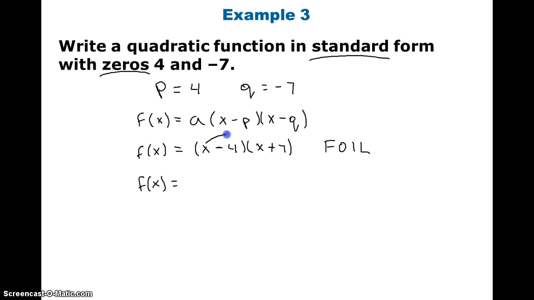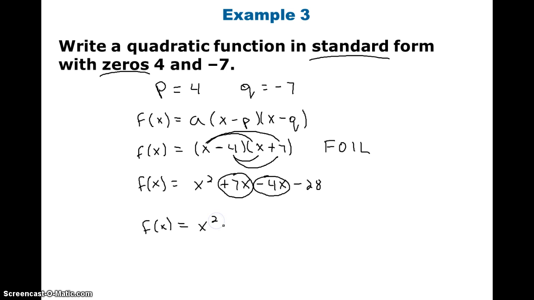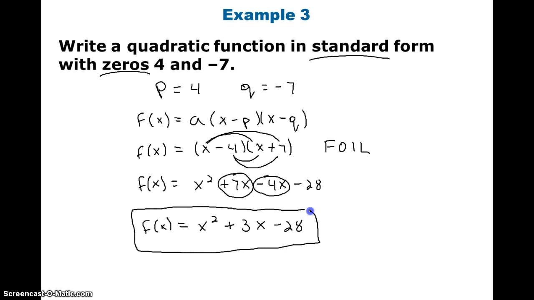I'll use the FOIL. Front, x times x, x squared. Outer, x times 7, positive 7x. Inner, negative 4 times x, that's negative 4x. And last, negative 4 times 7 is negative 28. Combine the two terms in the middle, combine like terms. So f of x is x squared plus 3x minus 28. Notice on this form, we don't have parentheses. We have a, positive 1, b, positive 3, and c, negative 28. So that's going to be our standard form. So we went from intercept to standard. To go from intercept to standard, you just use the FOIL method. You multiply the two parentheses.